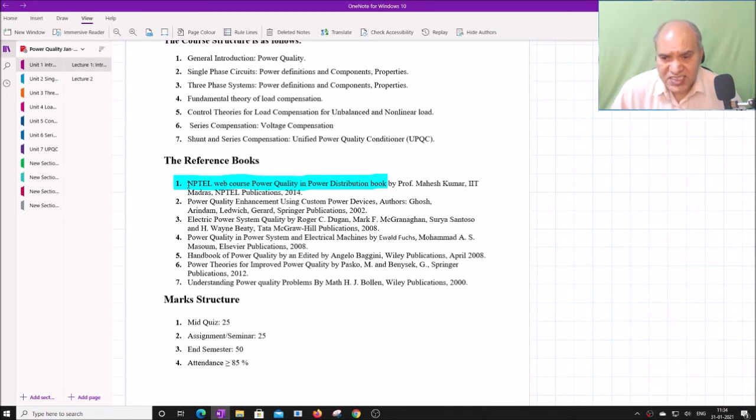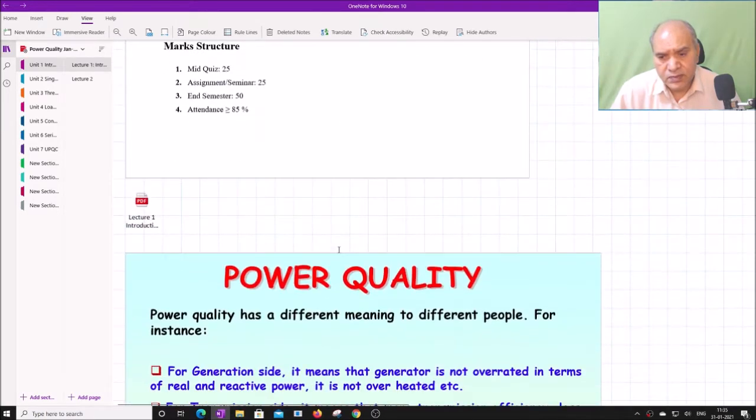The marks structure is like this. There will be mid Qs of 25 marks, and then you will have assignment and seminar of about 25 marks, and then the in-term exam of about 50 marks. Your attendance should be greater than 85% in the class through Google Meet. I hope all the points are clear.